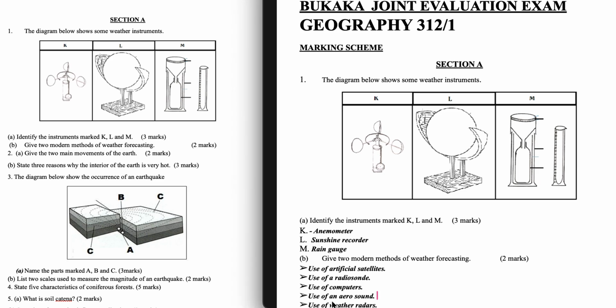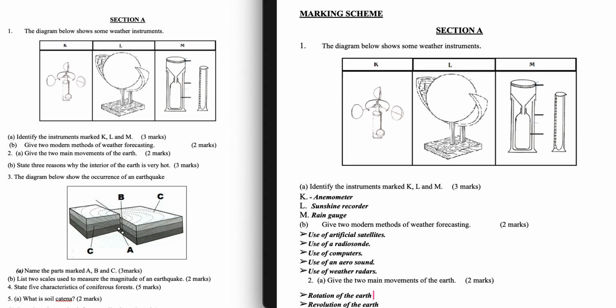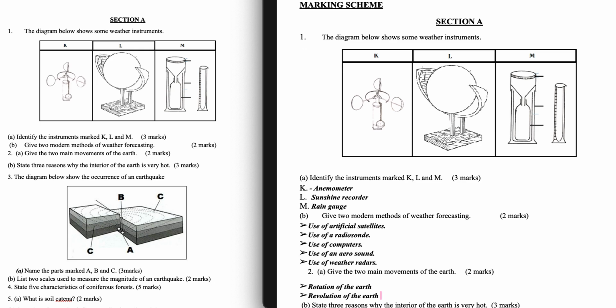Use of artificial satellites, use of radiosonde, use of computers, use of weather radars. Question 2a. Give the two main movements of the Earth. We have the rotation of the Earth and the revolution of the Earth.